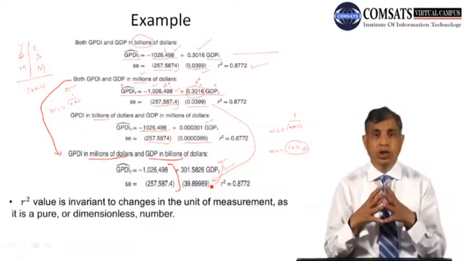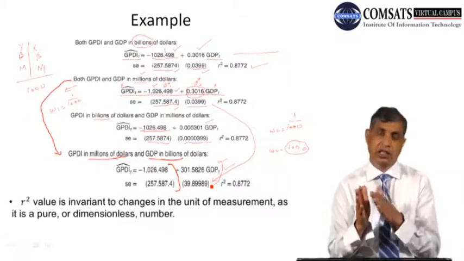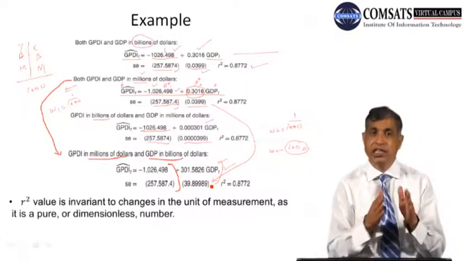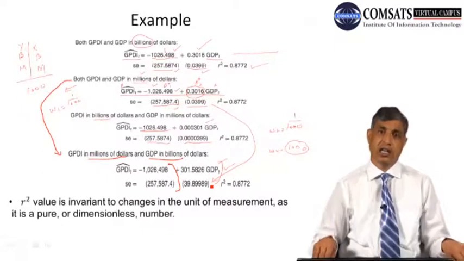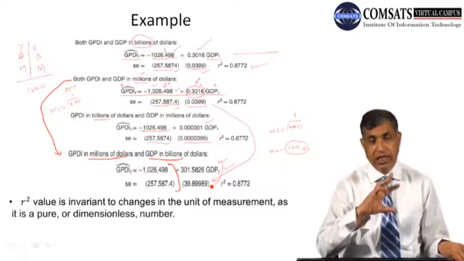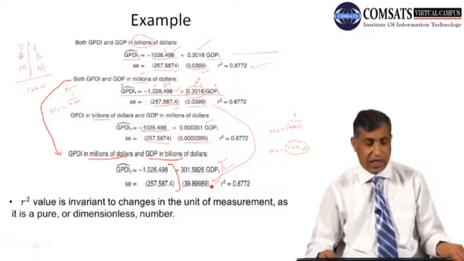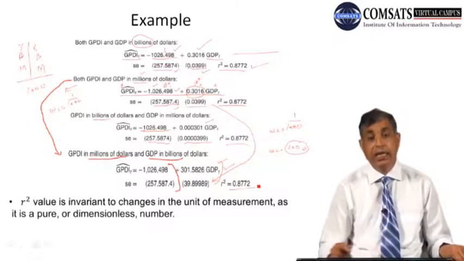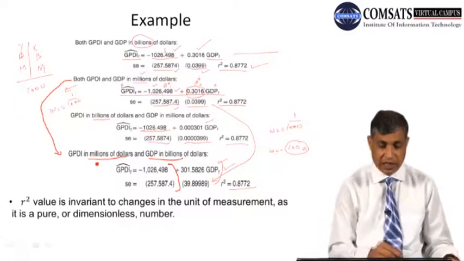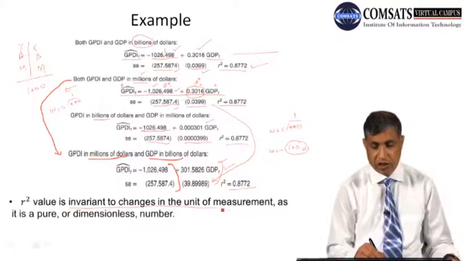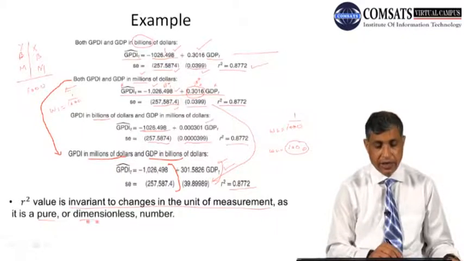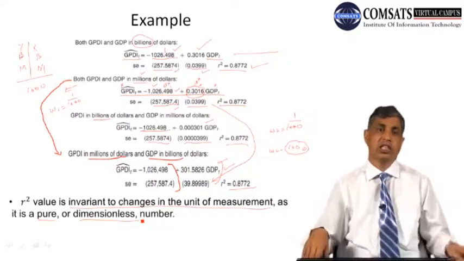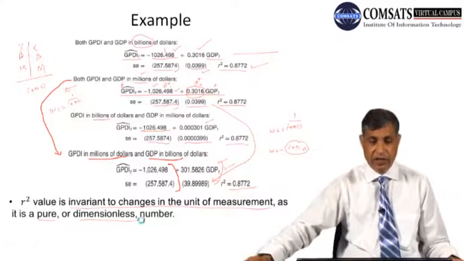The idea is simple: in one case the slope coefficient never changes, in the other case the intercept coefficient never changes. In the second situation the intercept changes while the slope remains the same. And in one case everything is changed. Now the R square values, this is very interesting. Look at this R square, there is not a single change in the R square. It is invariant to changes in the unit of measurement, as it is a pure and dimensionless number. It has no dimension, so it remains constant whatever scaling we do. And these were the features of scale and units.